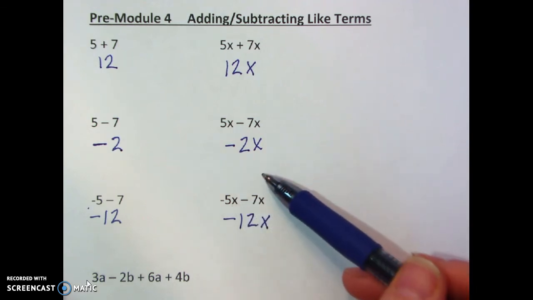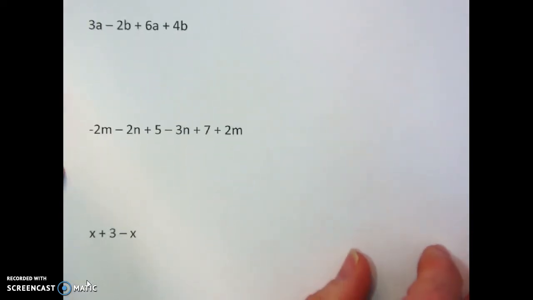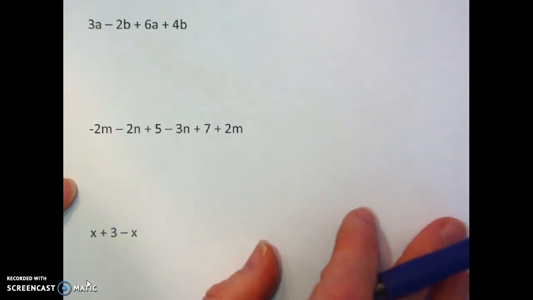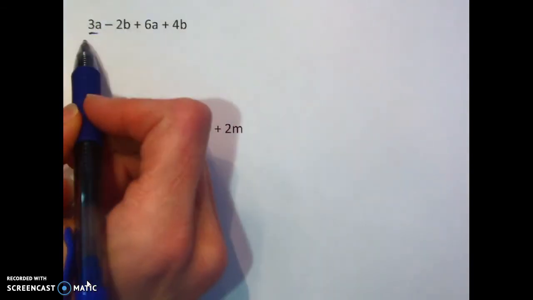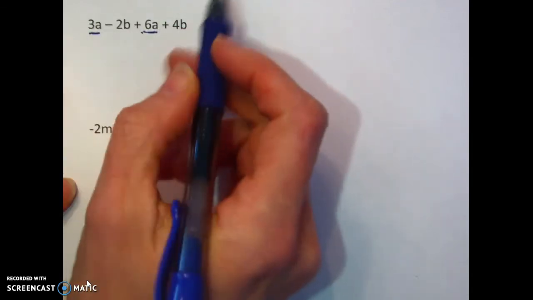They have to be like terms though. You'll see in the next example, if they're not like terms, you can't add them together. You have to look for the like terms sometimes. But so here's an A. I can't add an A to a B, but I can add an A to another A.